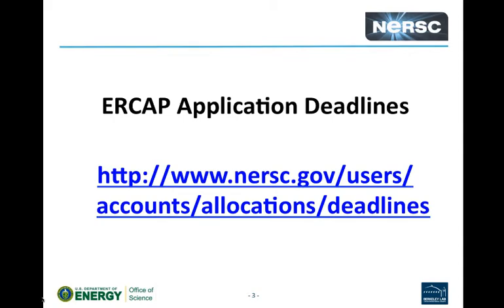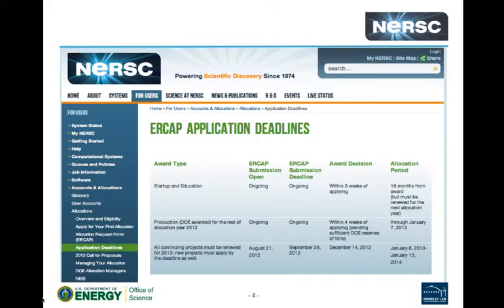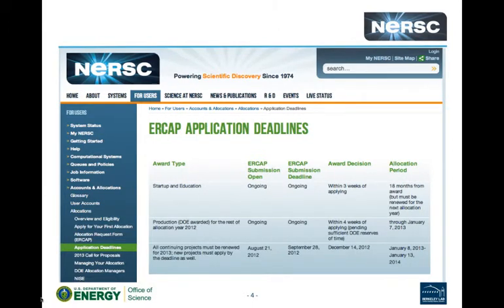The application deadlines for ERCAP requests can be found at our website at www.nersc.gov/users/accounts/allocations/deadlines. As you can see from our current page, the deadline for submitting 2013 ERCAP renewals is September 28th, and those are due by 11:59 p.m. Awards for these renewals will be announced in December. New allocation requests for the current allocation year can be submitted via ERCAP up until the beginning of December. Then all new requests will be submitted for the next allocation year.